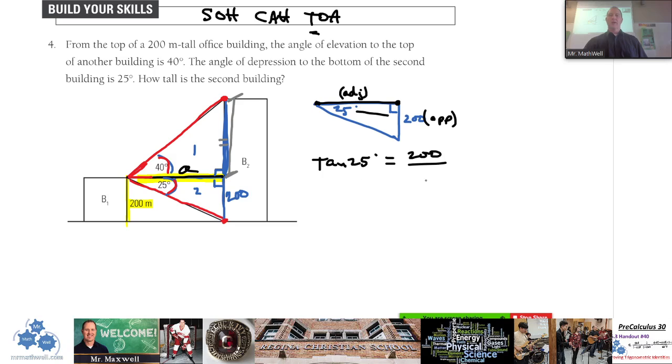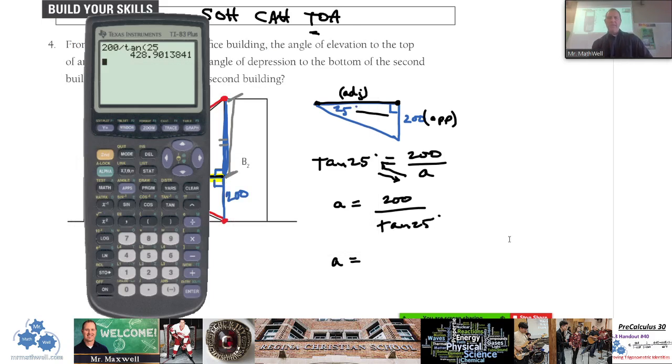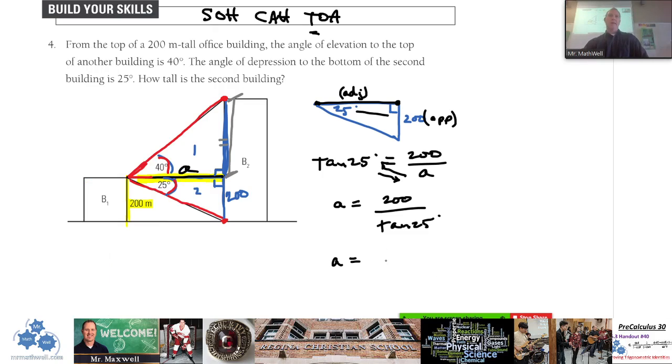And for now, let's just call that A for adjacent. Because it's unknown, we don't know it, but we can solve this. Okay? All right, so what is A? Go ahead and solve A here right now. Take a moment and solve for A. So A should be 200 divided by tan of 25, which should be 428.9. So if you didn't get that answer, check your calculator. You may have to be in degrees, not radians, to get that answer.